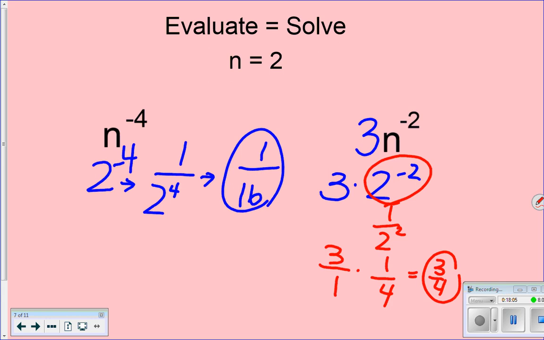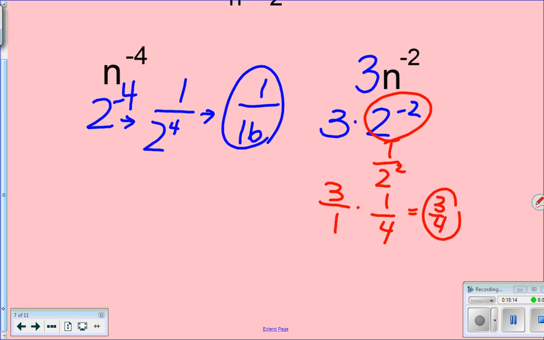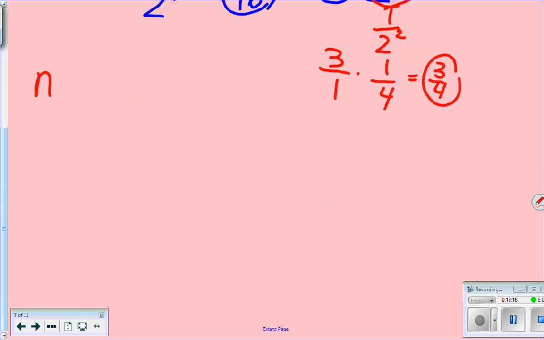Yes. Do you want to do another one like that? Okay. Let's do, n still is going to equal 2. So let's do 4n to the negative third.